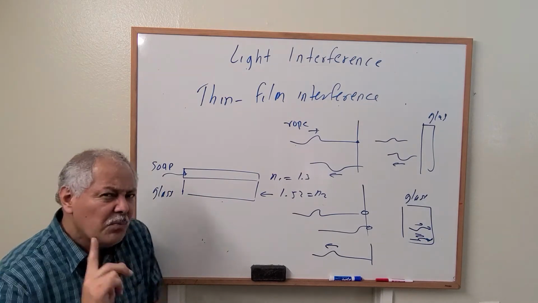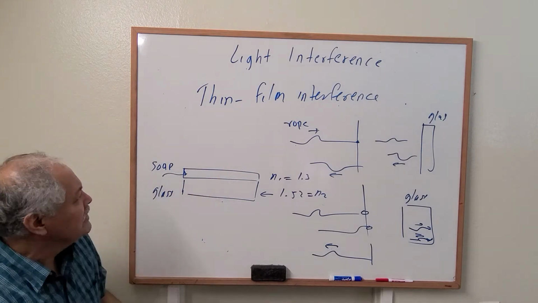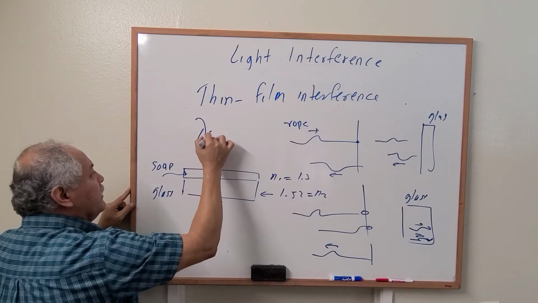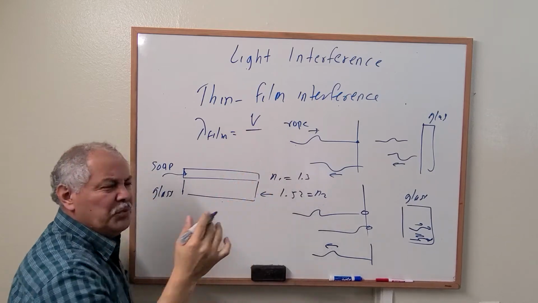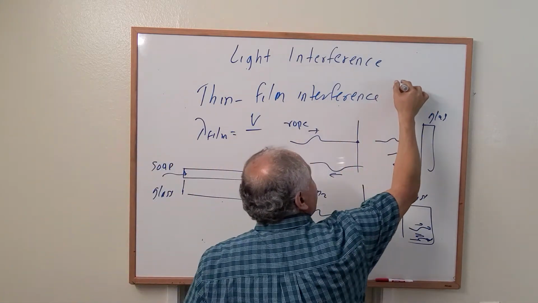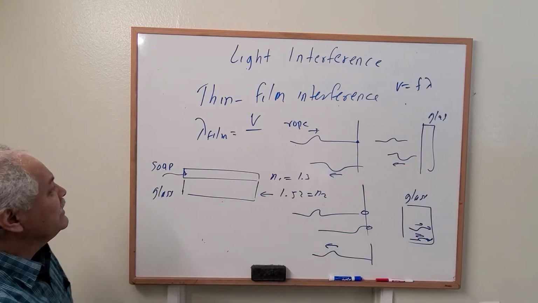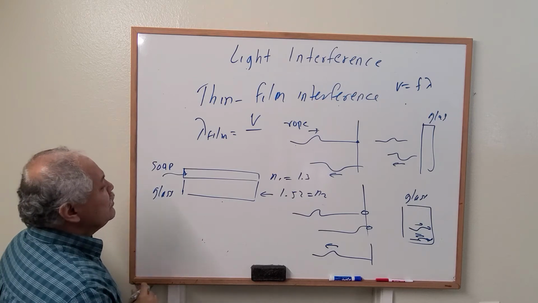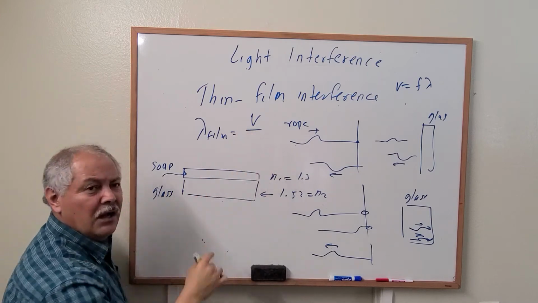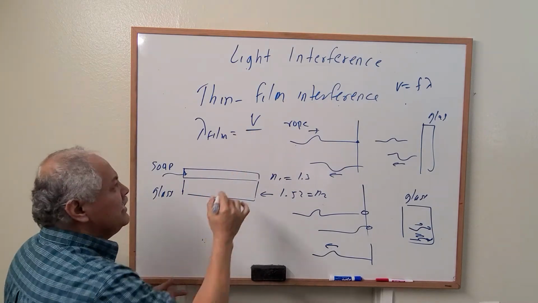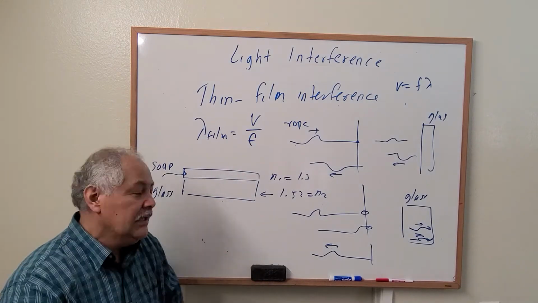The most important part here is the wavelength inside of the film. Remember how to define the speed of a wave: the speed of any wave is equal to frequency times lambda. So the wavelength in the film is equal to V, the speed of the light in the medium, divided by the frequency. Remember, the frequency is constant, no matter the transparent medium.